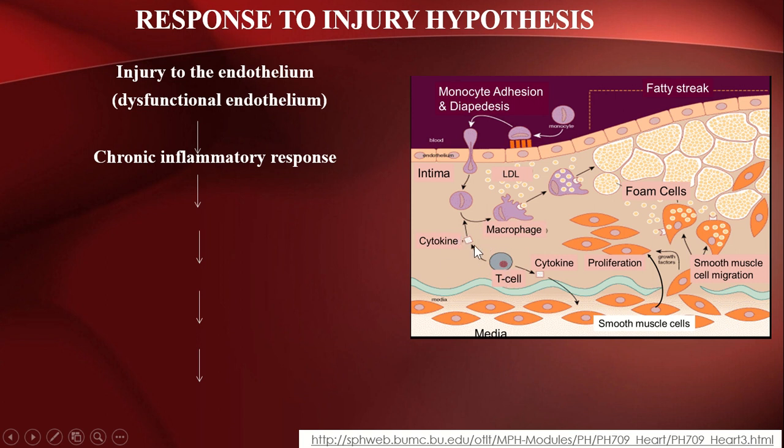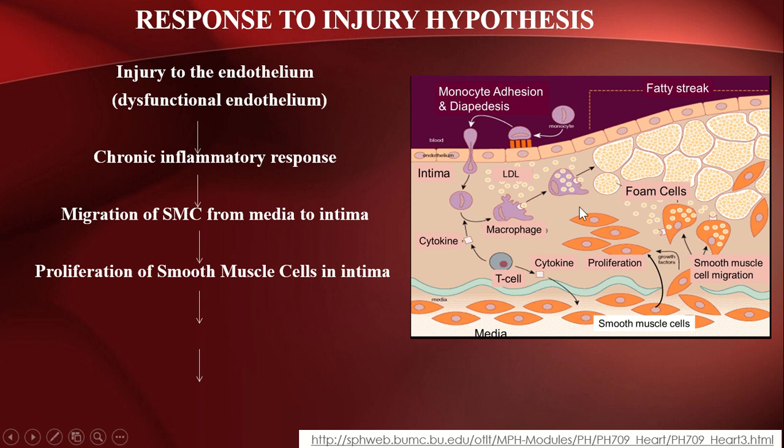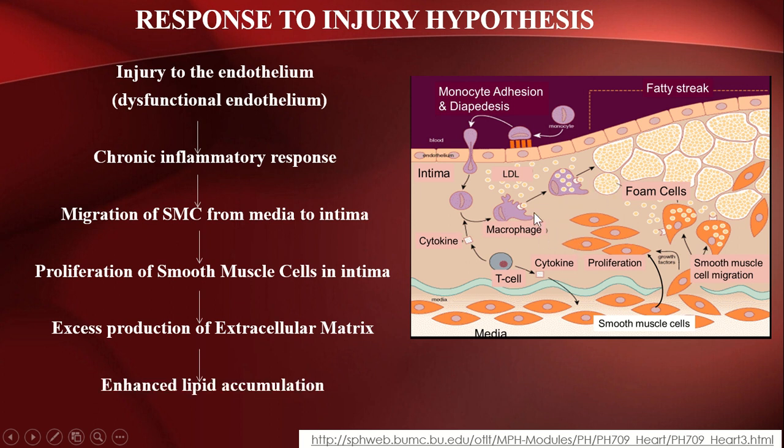Here you see the activation of the T cells by the cytokines, which stimulate the smooth muscle cells located in the media, and they start to proliferate and migrate from the media to the intima. You see here the migration of the smooth muscle cells, then the proliferation of the smooth muscle cells in the intima, the excess production of extracellular matrix by the fibroblasts, and the enhanced lipid accumulation in the intima. And you see the macrophage that engulfs the cholesterol lipids and becomes the xanthoma cell, here.